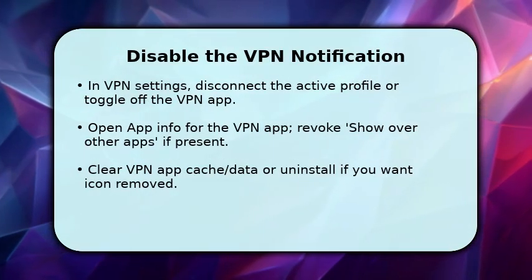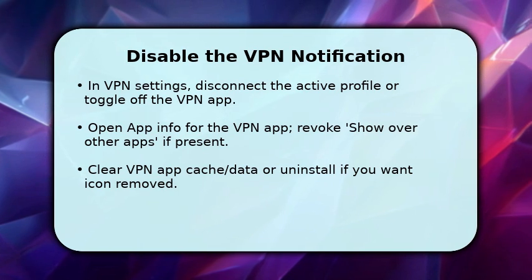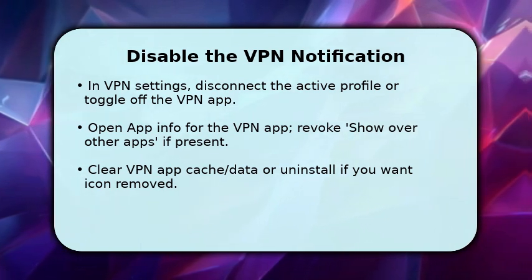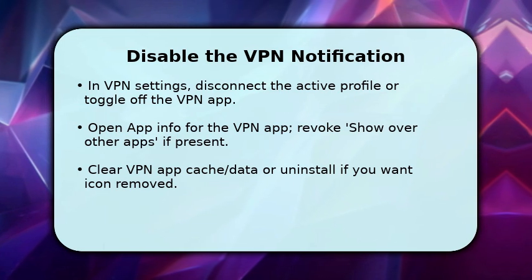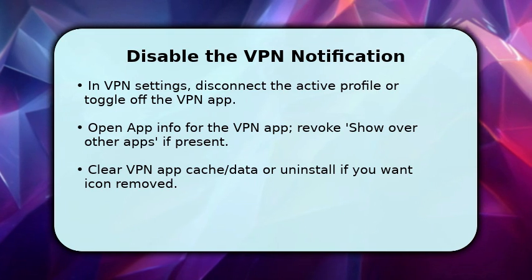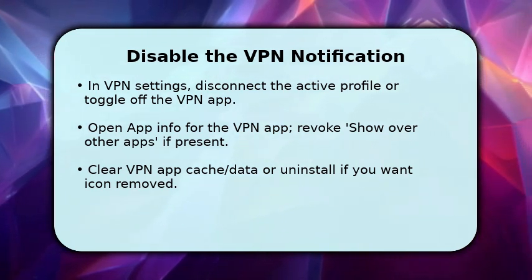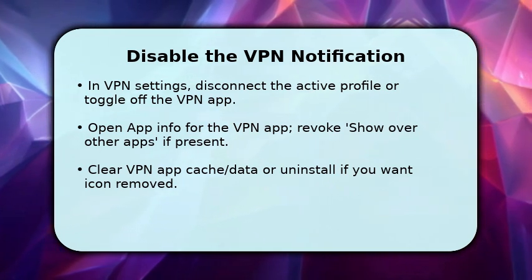Once you've located the active VPN profile, disconnect it or toggle the app off. That removes the runtime connection and often the icon. If the icon persists, go to Settings, Apps, VPN app, and disable permissions like Display over other apps or notifications for that app. Those permissions can pin icons.